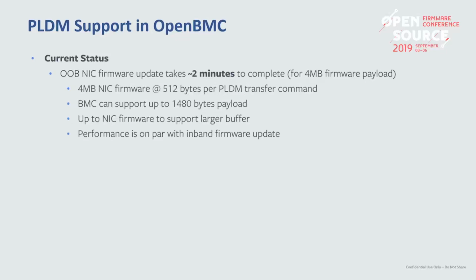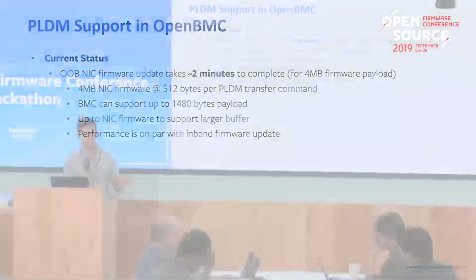This number can actually go up, because earlier I mentioned we can support close to 1500 bytes per transfer, right? But this is up to the device firmware. When I was doing this experiment, the device I used only supports up to 512 bytes per transfer. So that's how I got this 2-minute number. If we can use a larger buffer, say 1K or even 1.5K, I expect this number to be reduced even further. I tried both in-band and out-of-band, and performance is very similar.